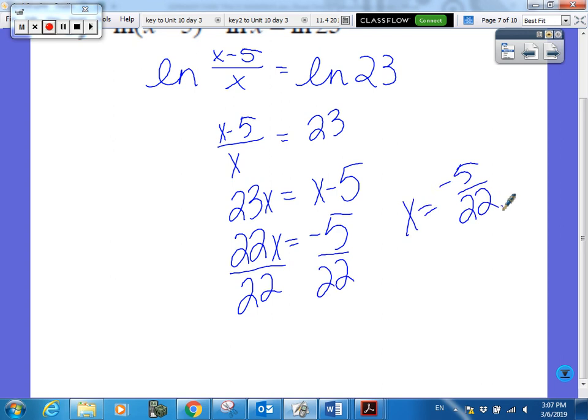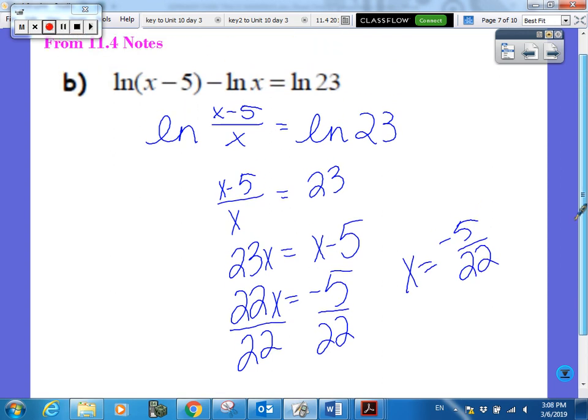But you have to be careful on these, because when you look back at the original one, you have to make sure this doesn't make an argument negative. Because we just have a plain x right there, we know that negative answers will not work in this problem. So that does not work. So our answer for this would be no solution. Meaning if you graphed those two, they would never cross. That's what that means graphically. There's no number you could plug in where that would ever be true, because the argument cannot be negative.